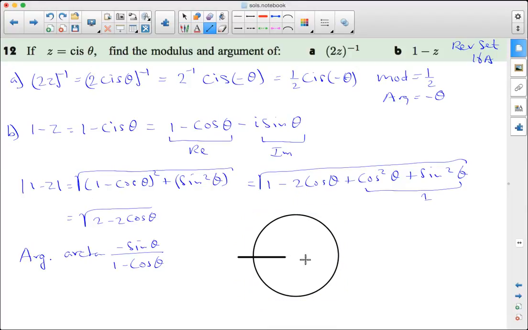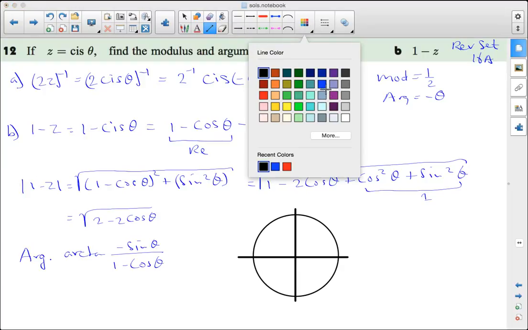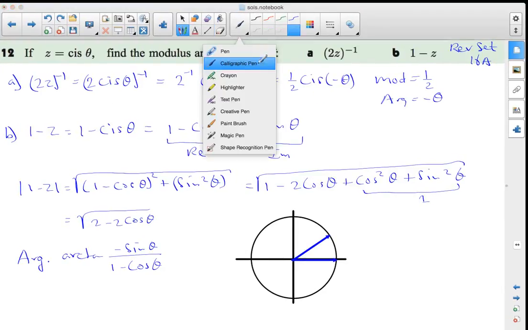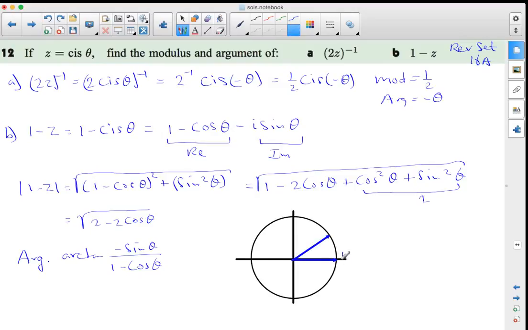and see what happens. So our z could be there somewhere. That could be z. And the vector 1 is, of course, that one there. So now we have 1, and that one there is z.